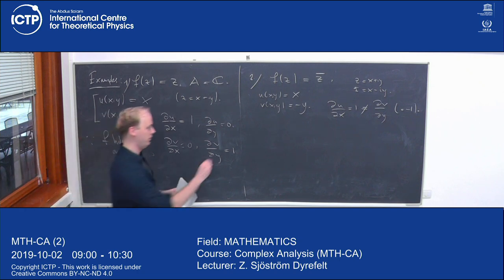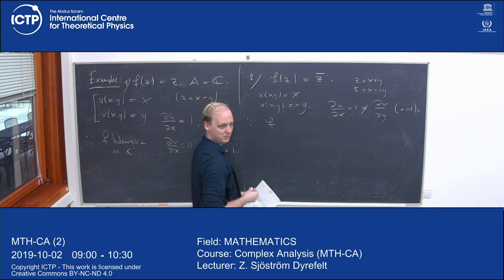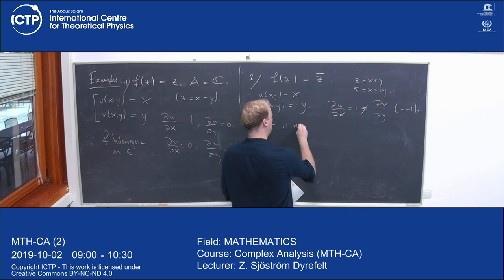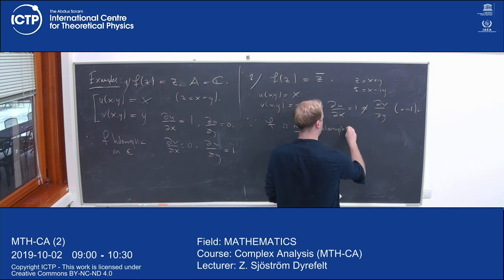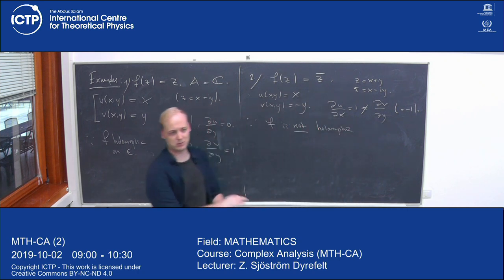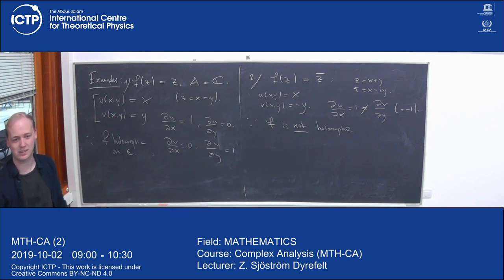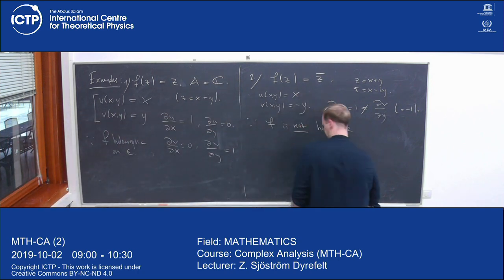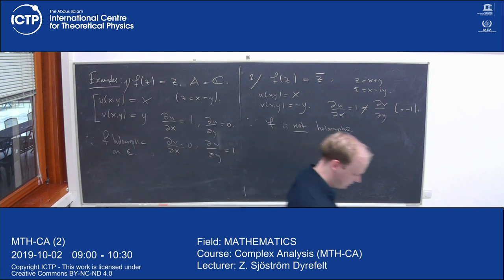So hence, it doesn't satisfy the Cauchy-Riemann equations, so we don't even have to worry about whether it's continuous or not, but it is. So f is not holomorphic. It's not holomorphic anywhere, not even in a tiny open set anywhere on the plane. Okay, so any questions about this example so far?